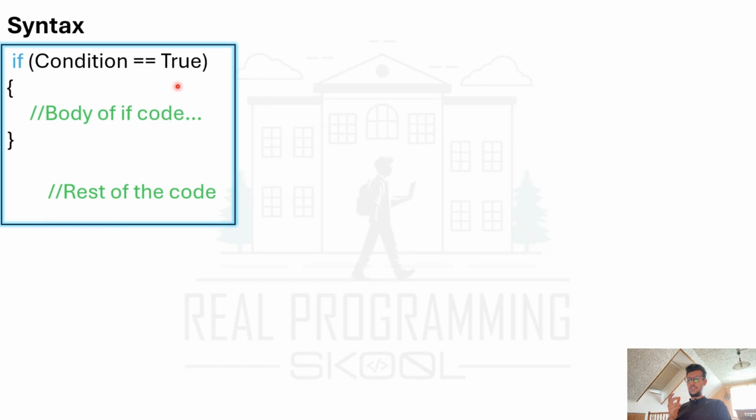For example, if the condition is true, the compiler will first execute the code inside the if statement, and after that the compiler will also complete the rest of the code after the if statement. If the condition is false, the compiler will not execute the code inside the if statement, but it will still go and complete the rest of the code outside the if statement.